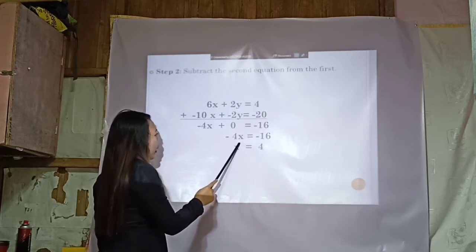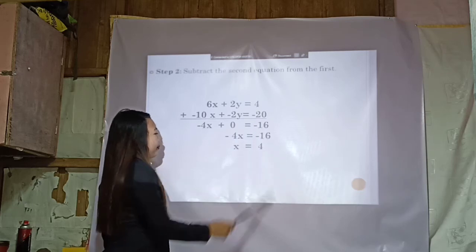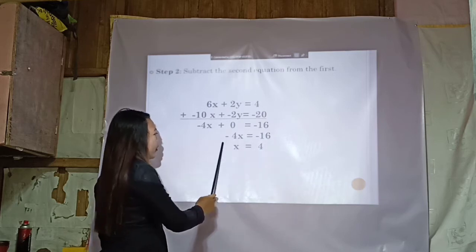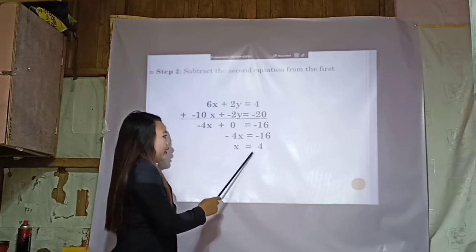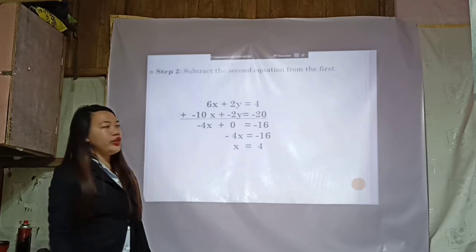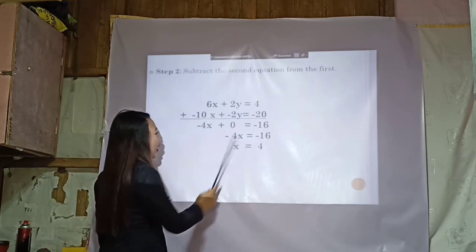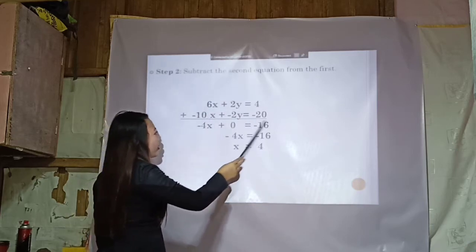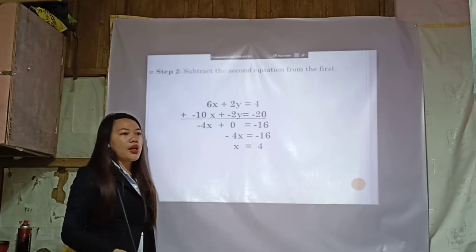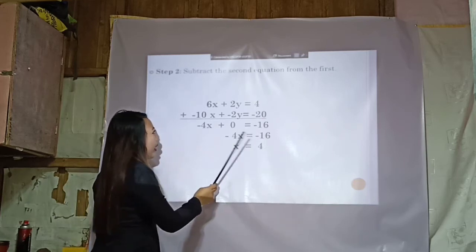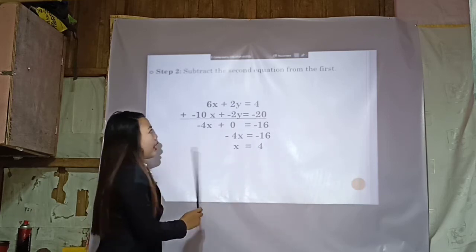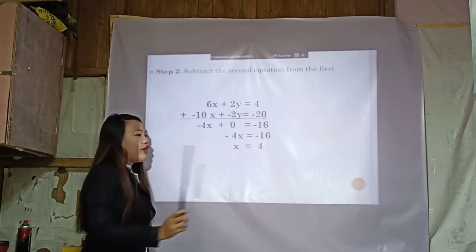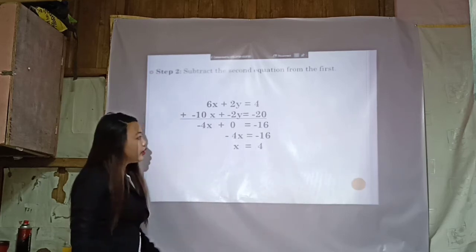So, negative 4x is equal to negative 16. Then, divide both sides by the coefficient, which is negative 4. Therefore, x is equal to 4. As you observe, using the equation that we used in the substitution method, they are both the same as when I use the elimination method, which is the value of x is equal to 4.